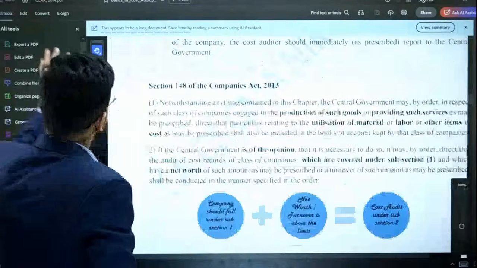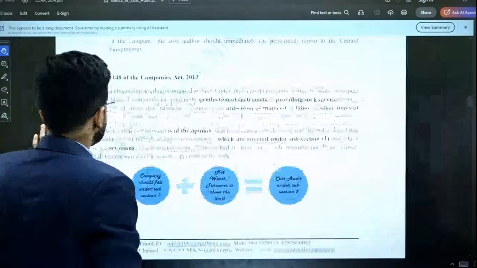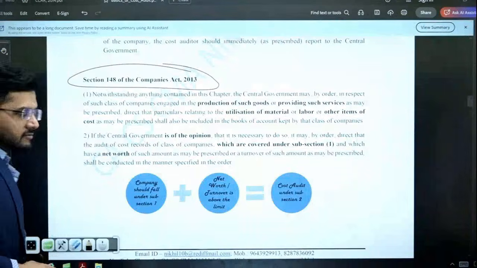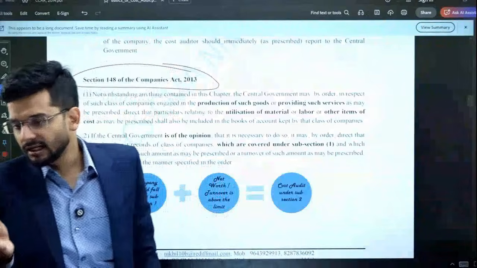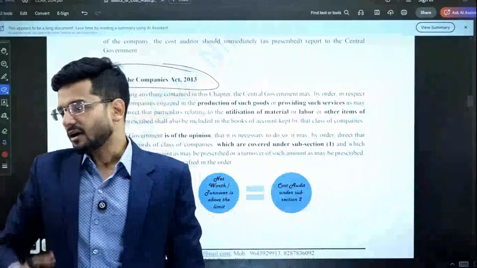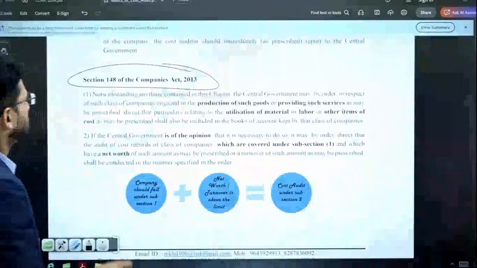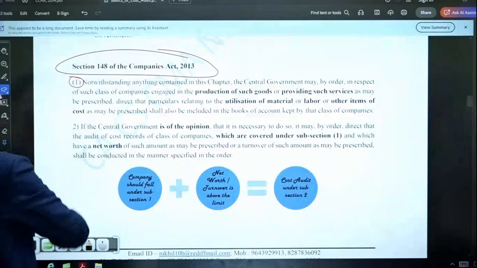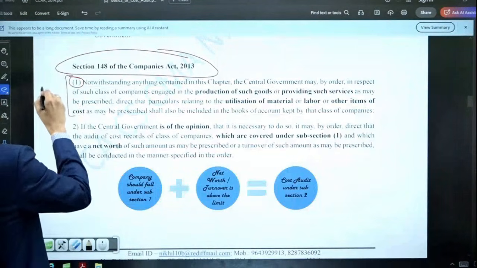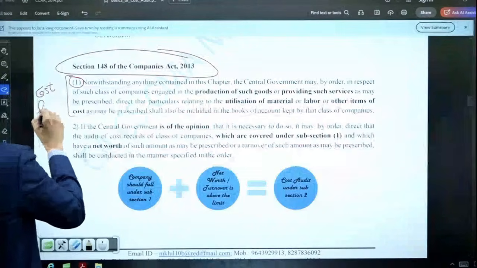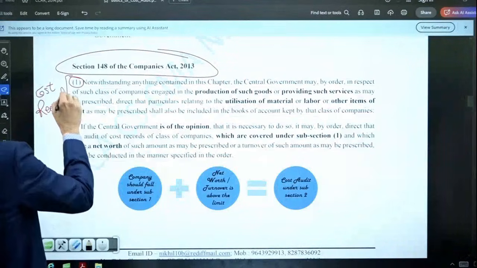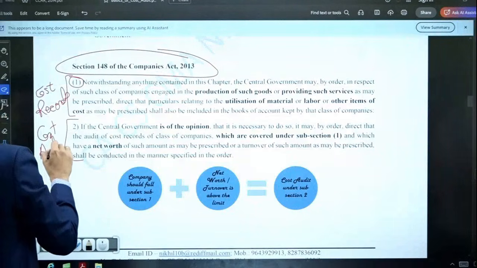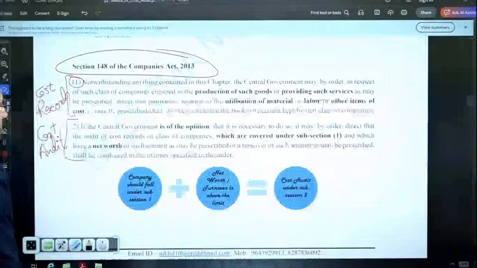All right. This is section 148. This is our mother section. This is the section that really gives us impetus in the market. It clearly makes us stand out from the general crowd in the market. Section 148 of the Companies Act. So what is subsection 1? Subsection 1 relates to cost records. Subsection 2 relates to cost audit. First, we are going to analyze subsection 1 and then subsection 2.